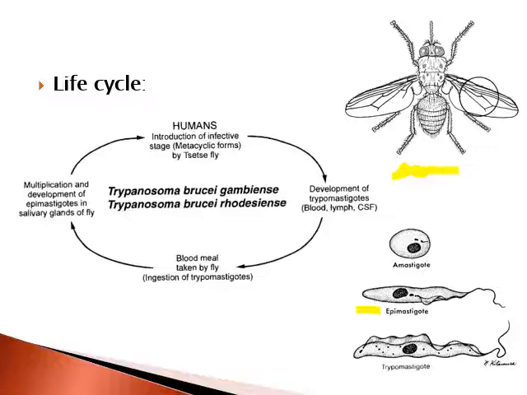A characteristic feature for Glossina is this shape on its wing.